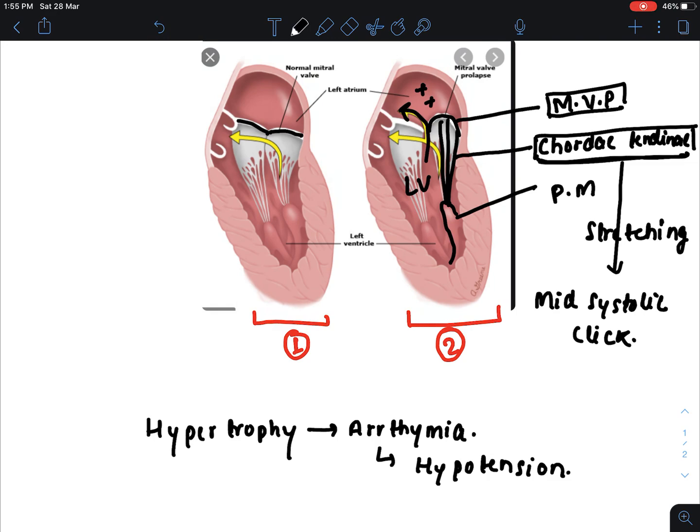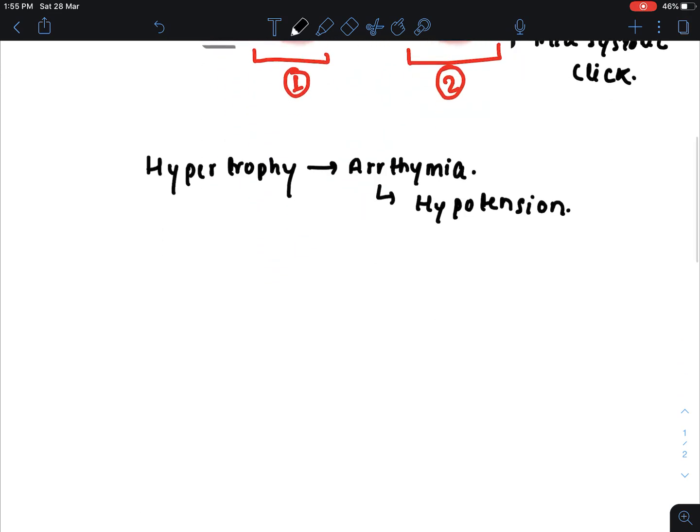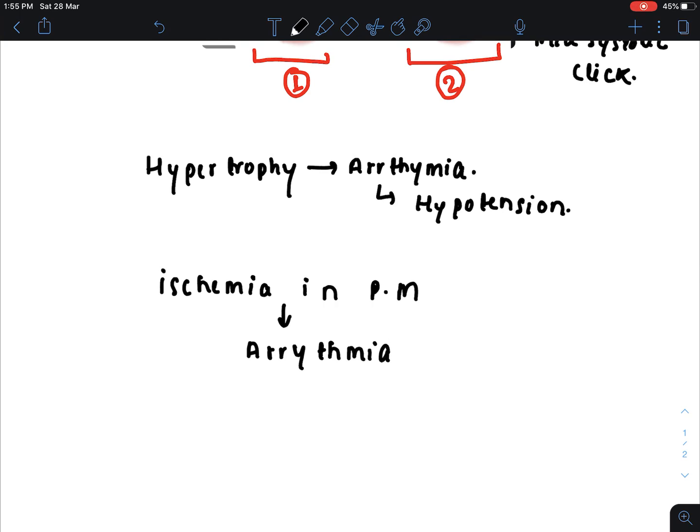The chorda tendineae is stretching, which is producing stress on the papillary muscle, and because of the stress produced in the papillary muscle, ischemia will develop in the papillary muscle, or in the subendocardial area muscles, which will lead to arrhythmia. Now this ventricular arrhythmia can lead to sudden cardiac death.